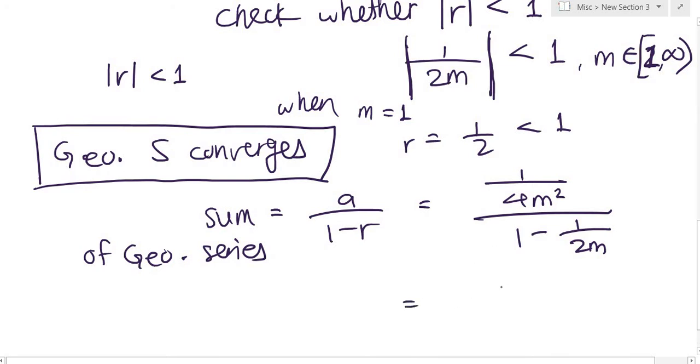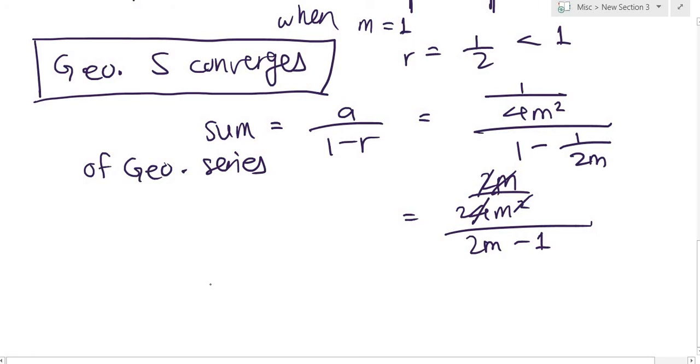Well, when we actually calculate this, we have 1 over 4m squared divided by 2m minus 1, and then this 2m goes in the numerator. So 1 2 cancels out, 1 m cancels out, and eventually all we are left with is 1 over 2m times 2m minus 1.